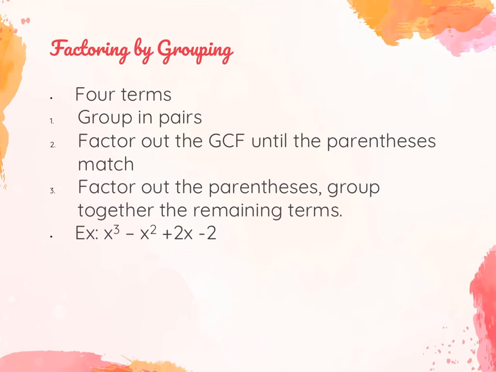All right, last type of factoring for today is factoring by grouping. This happens when there's 4 terms. So if there's 4 terms, then you're going to group the terms in pairs, 2 together, 2 together. You're going to factor out the greatest common factor from each of those sets of parentheses until what's inside the parentheses matches. Then that becomes your greatest factor. You're going to take that out and group together the remaining terms.